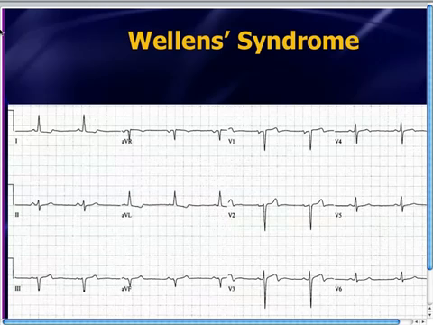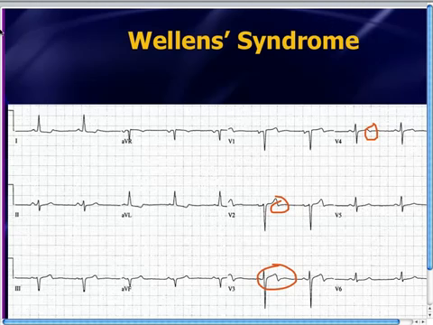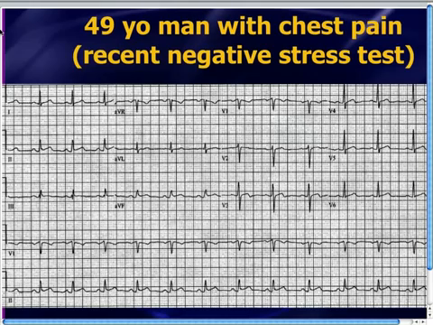Here's another case. This is even more subtle. It's pretty obvious in V3, but V2, relatively subtle in V4 as well, that biphasic T-wave abnormality. Computer called this non-specific T-wave abnormality. This patient also is pain-free at this moment, and this was actually missed, this case. This patient did go on to have a big anterior MI within a week after the patient was inadvertently sent home.